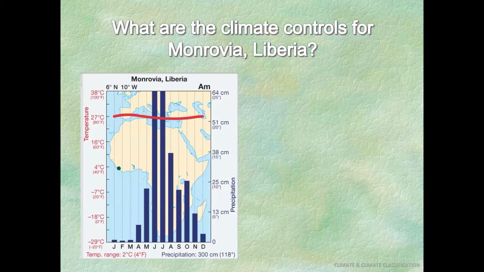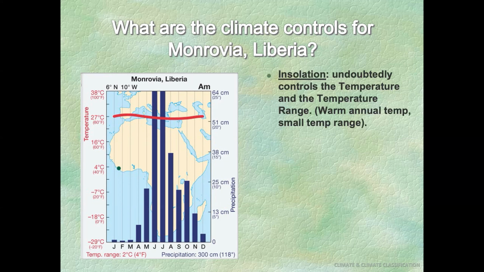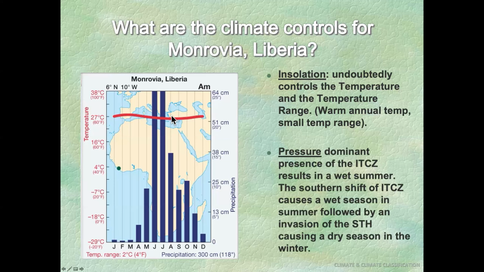So let's look at a place like Monrovia, Liberia, and look at the rainfall in this region. It goes from very little to none to a lot back to little. So this is what's called a monsoonal climate. So here, the sun's energy is what controls the temperature and the temperature range. Notice it's pretty low latitude, 6 degrees. Temperature doesn't really change much throughout the year. Pressure controls the precipitation. So you go from low pressure in the summer to high pressure in the winter.